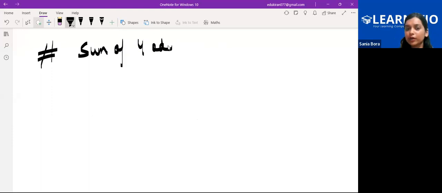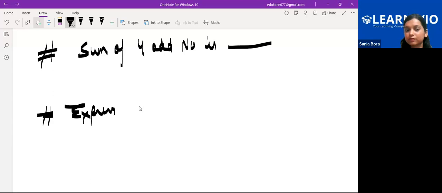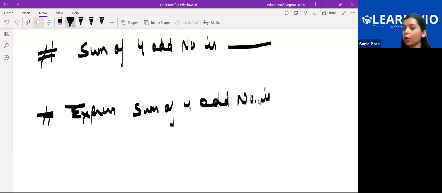4 odd numbers is, okay, or the other question I ask you, express sum of 4 odd numbers is, okay. So in case I ask you the answer, that sum of 4 odd numbers is what? What will you write? 4 squared, ma'am, 16. Done? In case I ask you to express it, then you need to write it like this.